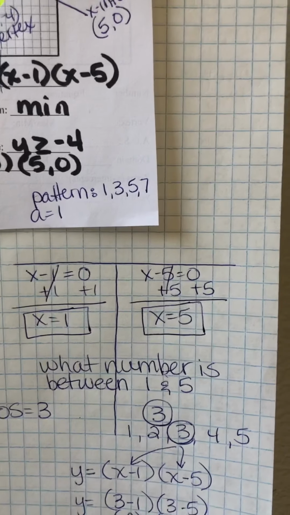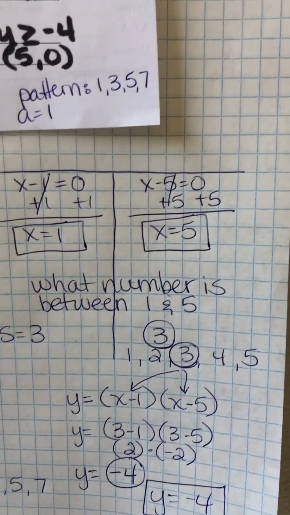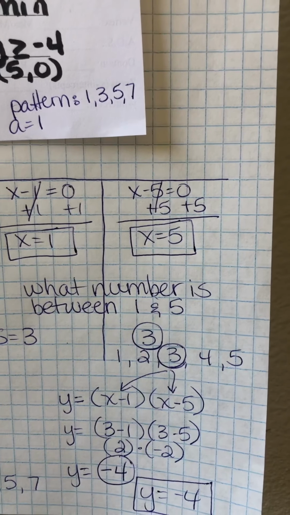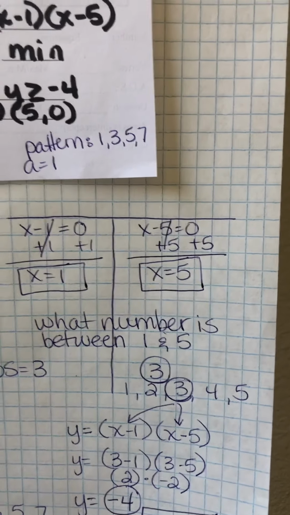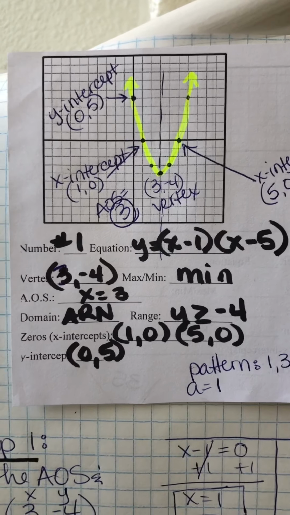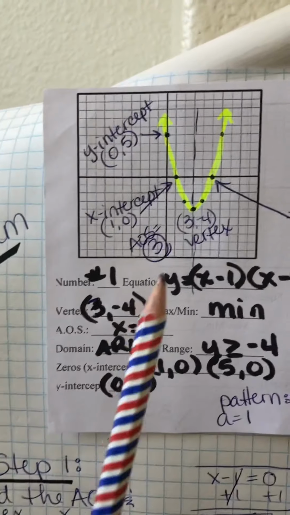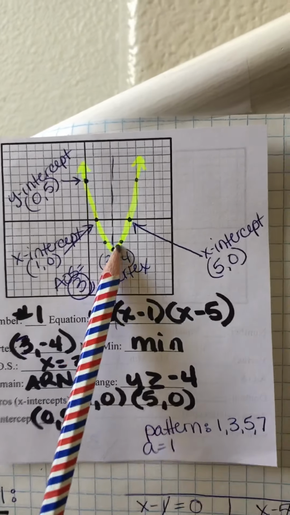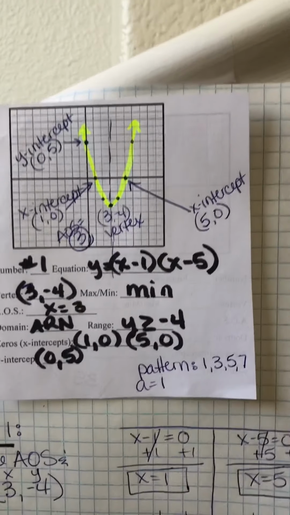Well, what is the number between 1 and 5? If you go 1, 2, 3, 4, 5, 3 is in the middle. So 3 is our axis of symmetry. Right up there, see how we have AOS equals 3. Boom. Okay.